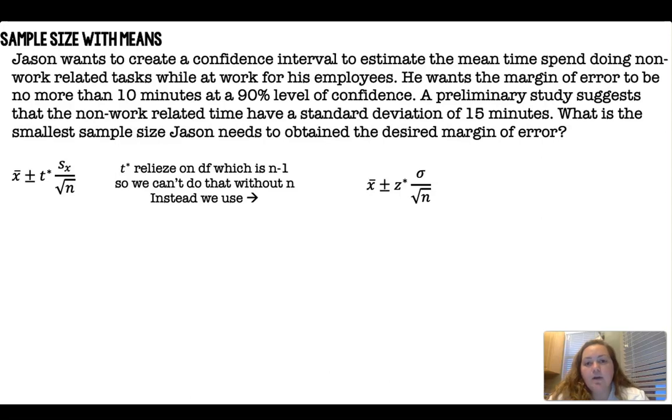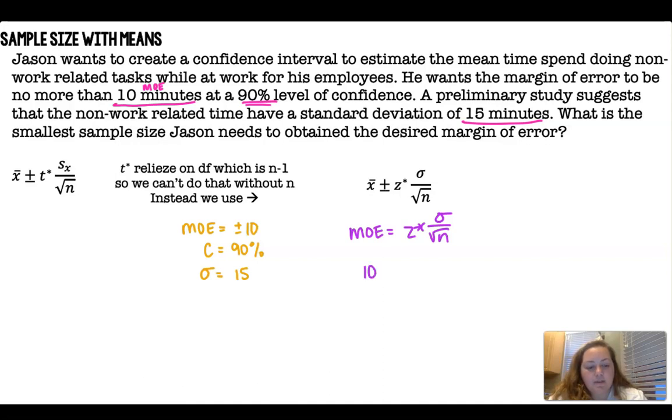All right, so typically when we're finding the margin of error for means, we would do x bar plus or minus t star times s_x over the square root of n. T star relies on degrees of freedom, which is calculated by doing n minus 1. And we can't find that without knowing n. So instead, we're going to use z star in its place. So margin of error would be 10, 90% is my level, and they did give us the standard deviation of 15. They give us the population standard deviation, which is why we're allowed to use z star instead of t star. So margin of error is plus or minus 10, confidence level is 90%, sigma is 15.